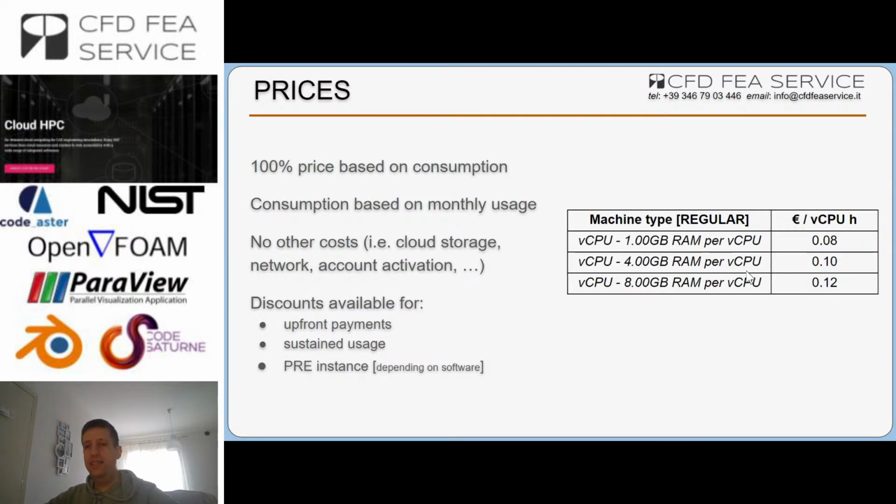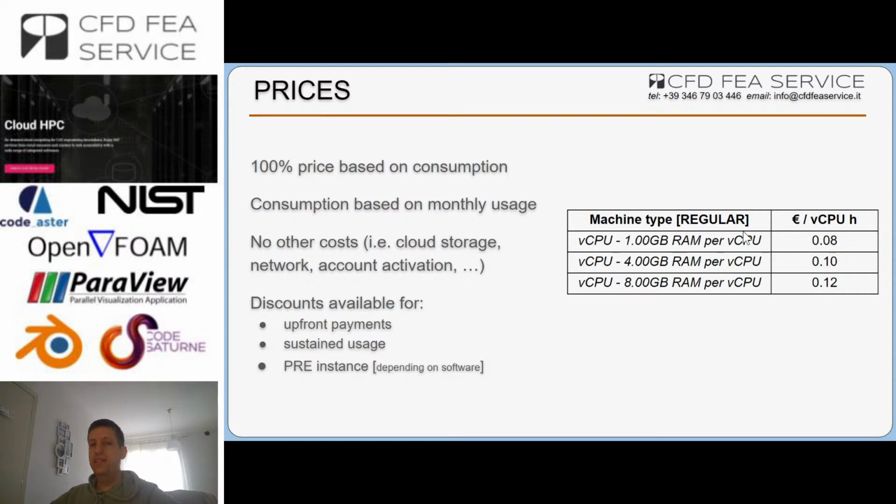In terms of prices, the price scheme is quite simple. It's just based on the virtual CPUs used, on the total amount of simulation run every month. The price varies a little bit depending on the RAM allocated per CPU, and it varies from 8 euro cents for the smallest amount of RAM to 12 euro cents for the biggest amount of RAM. And this price is the virtual CPU hour price.